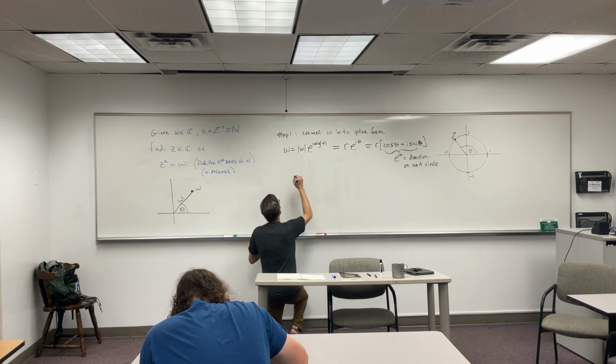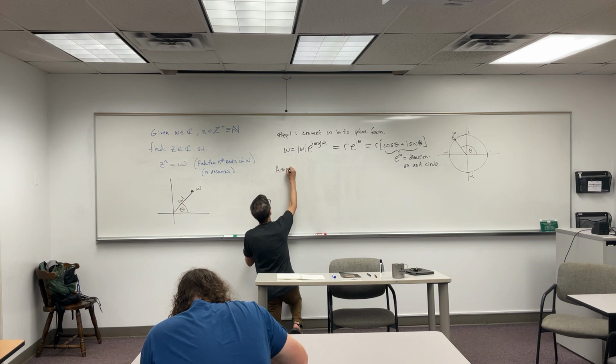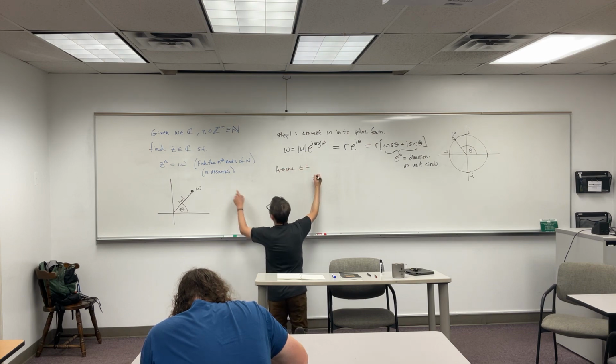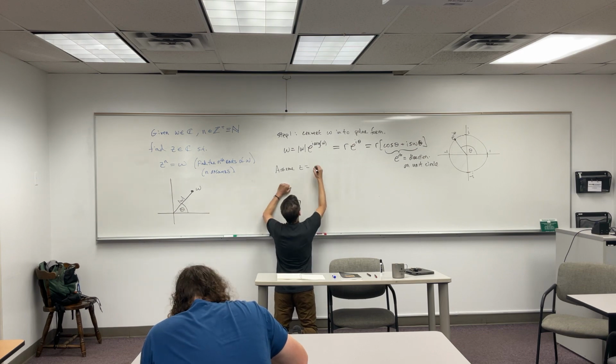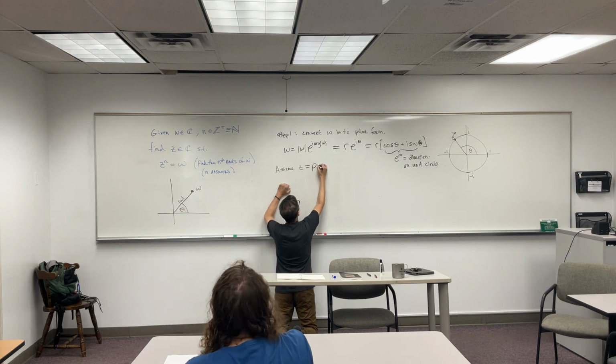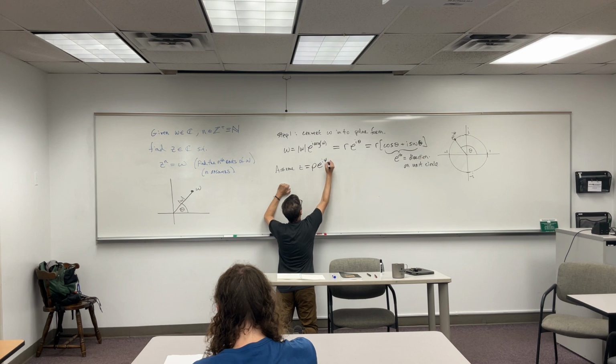So let's make another assumption. Let's assume that z, the thing we're trying to find the nth power of, is also in polar form. So rho e to the i phi.